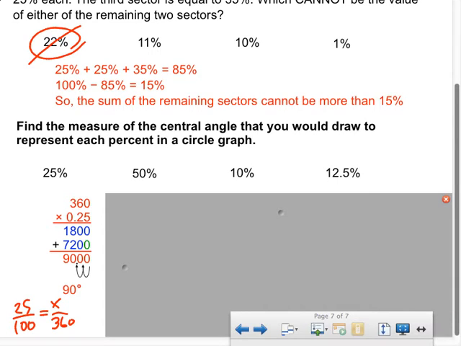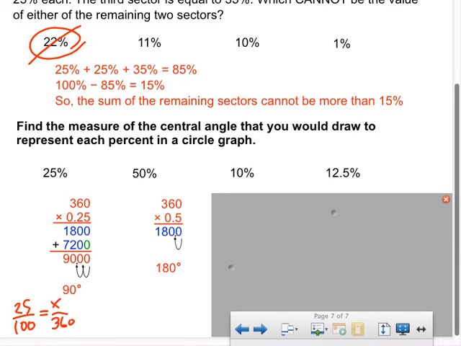Now who's got 50%? Who can tell me how they did that? Justin? 180. That's easy because you know 50% is just half. Half of 360 is 180. If you didn't know that, you could mentally calculate it. Rewrite 50% as 5/10. Multiply that. It gives you 180. Or you could have rewritten this 50 over 100 equals y over 360. Solve for y. It would give you 180.